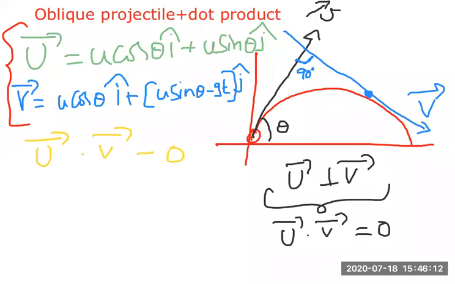For that purpose, we are taking the support of dot product to discuss this oblique projectile. Let me take a fresh page here. You know the values of u bar and v bar now. Let us set the dot product equal to 0. Observe carefully here. u bar dot v bar is equal to 0.